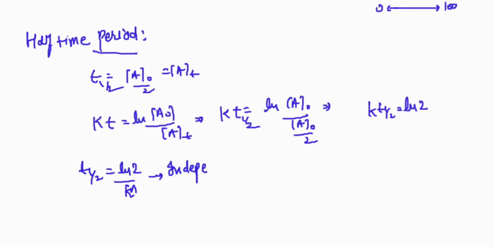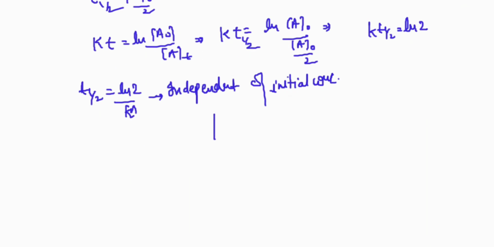This is independent of the initial concentration. It is independent of the initial concentration of A. So if we draw a curve between t half versus the concentration of A, it is a constant; it doesn't depend on a.